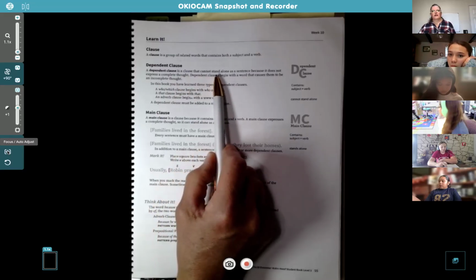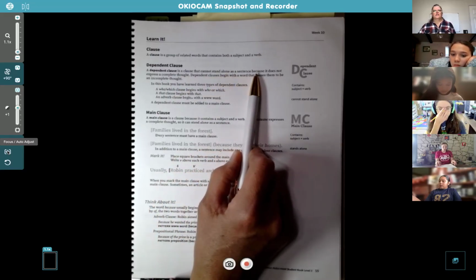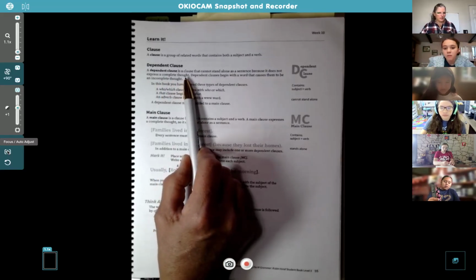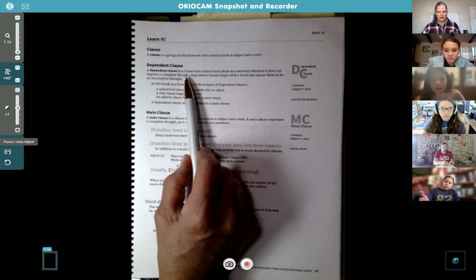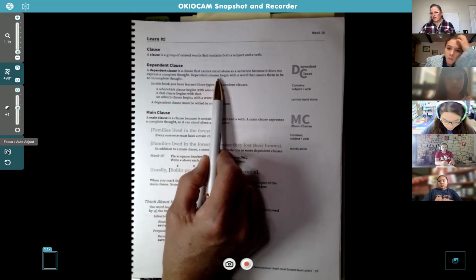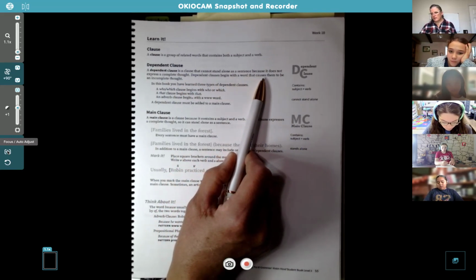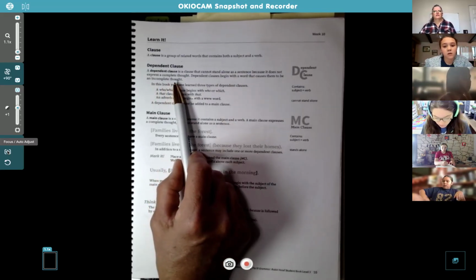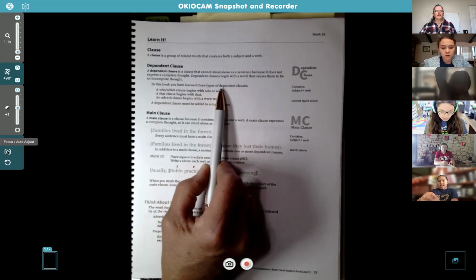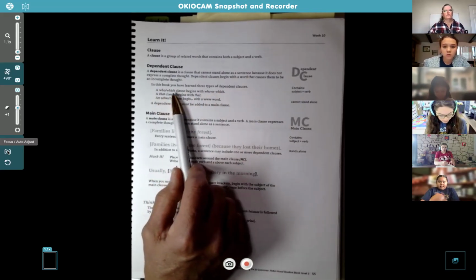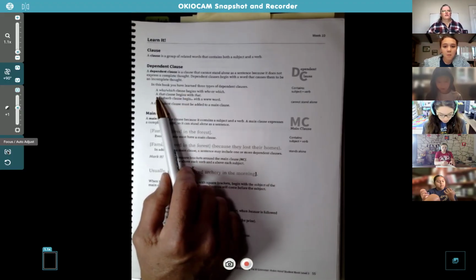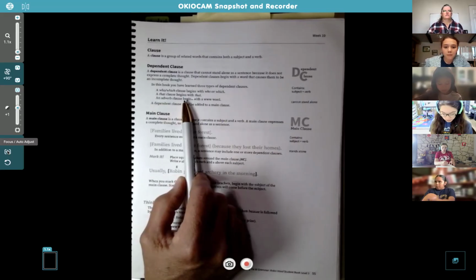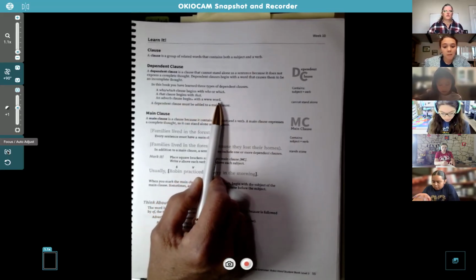A dependent clause cannot stand alone as a sentence because it does not express a complete thought. So it depends on the rest of the sentence. That's why it's called a dependent clause. Dependent clauses begin with a word that causes them to be an incomplete thought. In this book, you've learned three types of dependent clauses: the who, which clause, the that clause, and the adverb clause that begins with a www word.